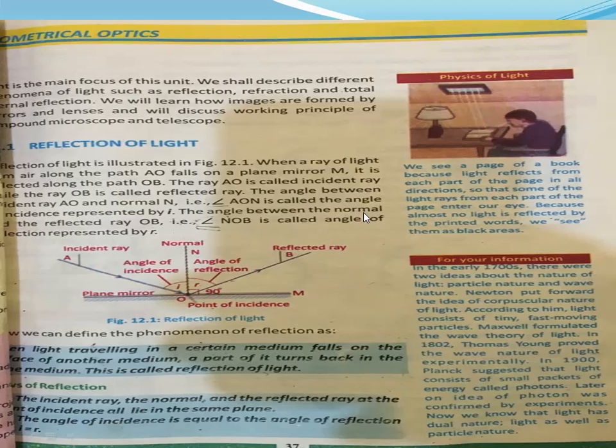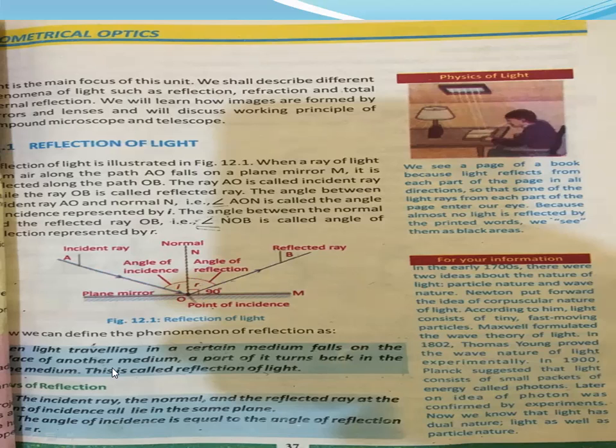The angle between the normal and the reflected ray OB is NOB. The angle of incidence is AON; this angle is called the angle of incidence. NOB is called the angle of reflection, and it is denoted with small r, while the angle of incidence is denoted with small i.